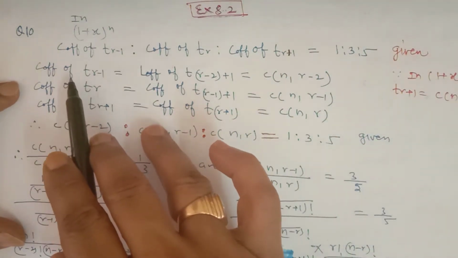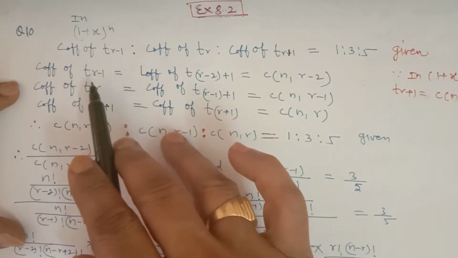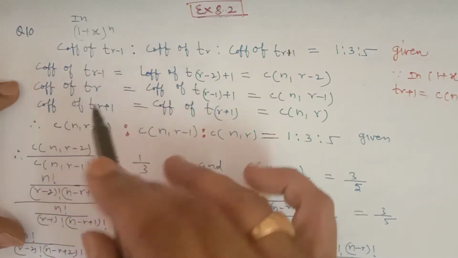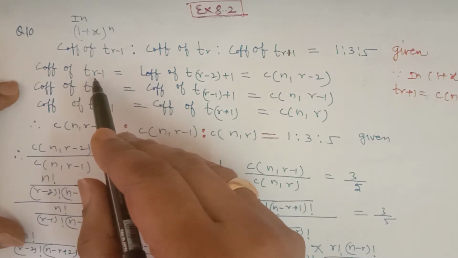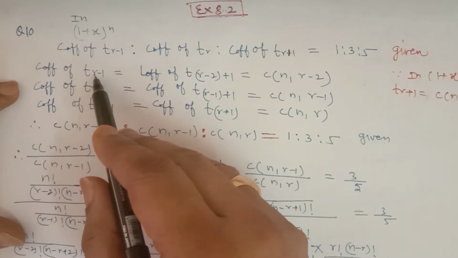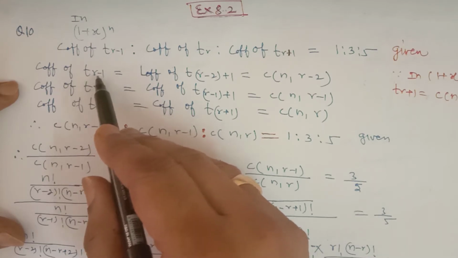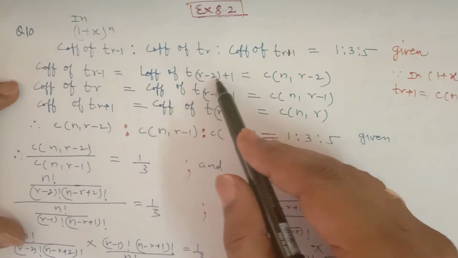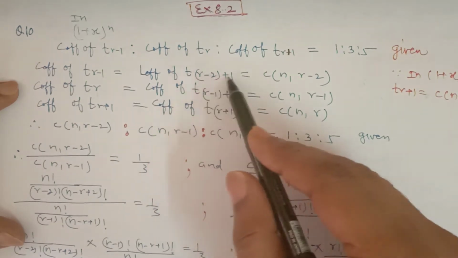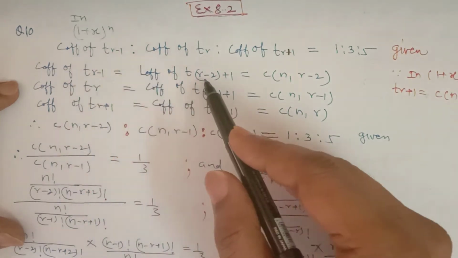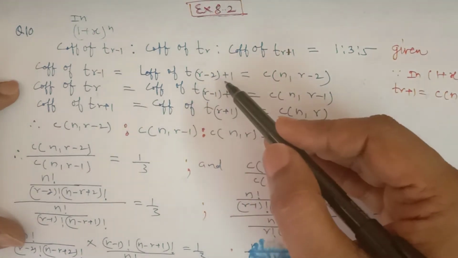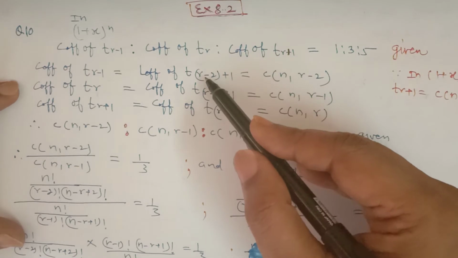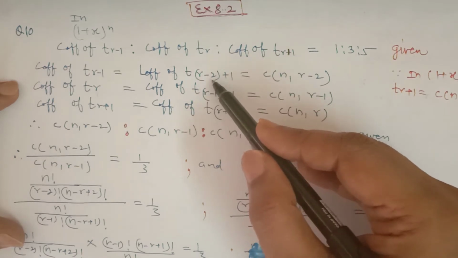Whenever you have to find the coefficient of a term, you have to write the term in the form r+1. So we have r-1, and we have to write it in the form r+1. For r-1 you can write (r-2)+1. It will remain r-1. Why are we doing this? Because we have to write the term in the form r+1. So in this case r will be equal to r-2 to find the term.